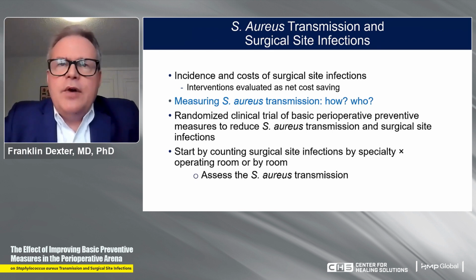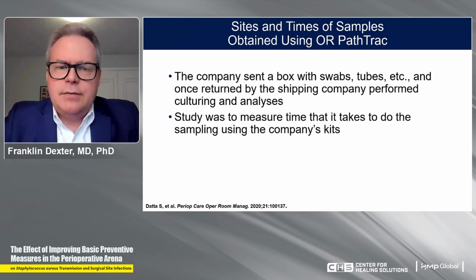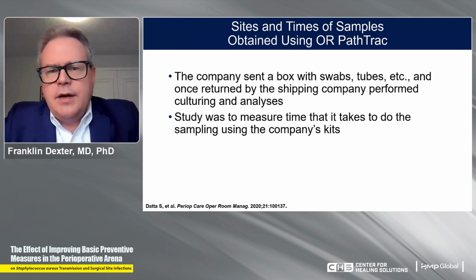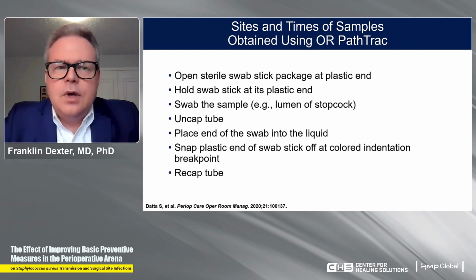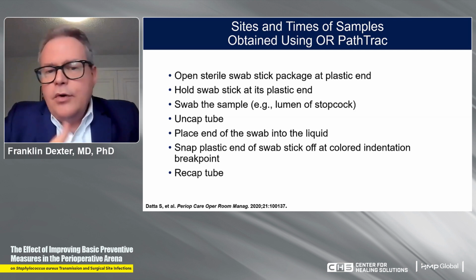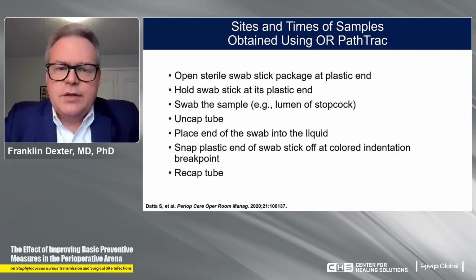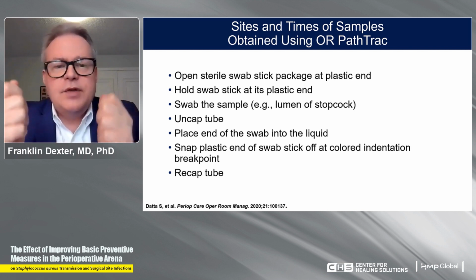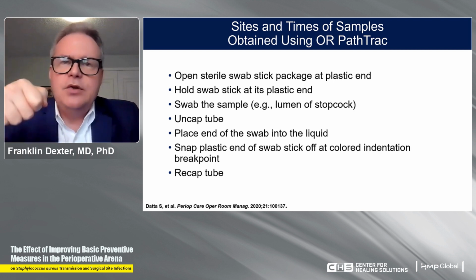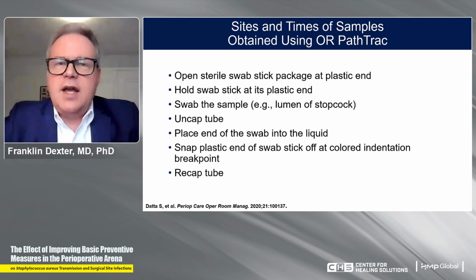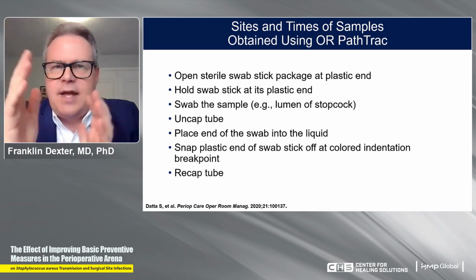How can you measure perioperative Staphylococcus aureus transmission? At Georgetown, research assistants opened a box with swabs, tubes, and bags, and they recorded how much time it took to collect each sample. Regardless of who collects the samples, the instructions are simple. Suppose you're going to swab the patient's axilla after they're asleep. You open the package with the swab, you pull out the swab, you swab the site, you put the swab into a tube, and then you break off the plastic end and you recap the tube. That's the process.